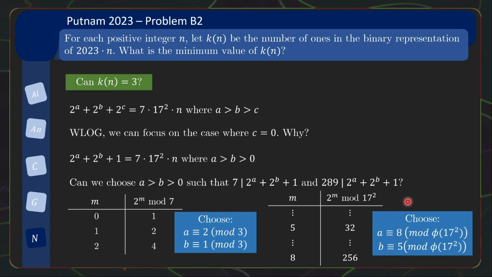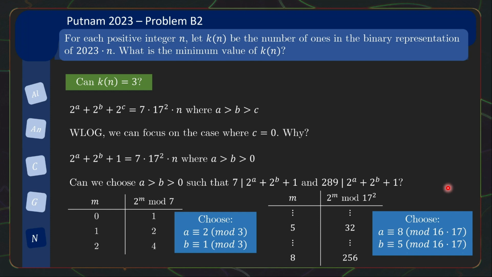So we now have two sets of conditions that we can see if we can meet simultaneously. Well, firstly, let us simplify what phi of 17 squared is by the formula for the Euler phi function. If you have a prime power, it is p minus 1 over p times that prime power. So this is just 16 times 17. So we need to meet these two conditions simultaneously. But fortunately, 3 and 16 times 17 are relatively prime.